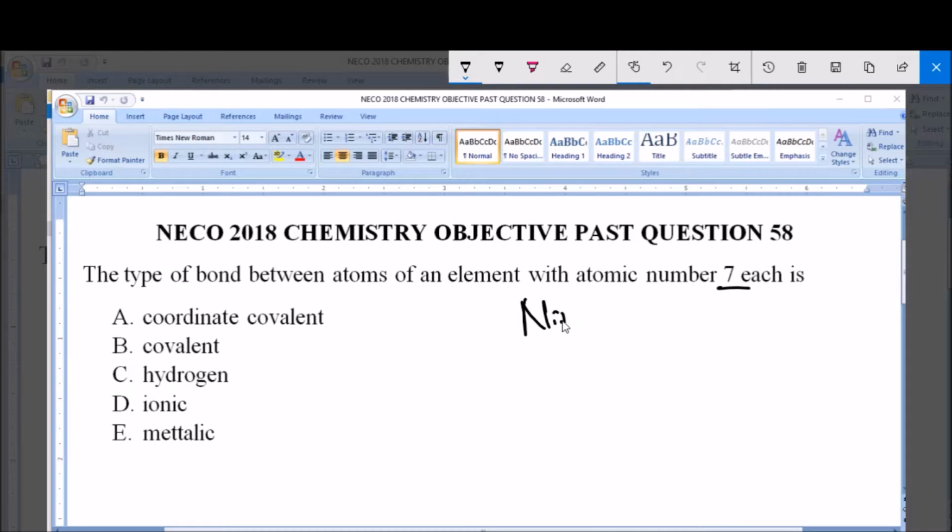nitrogen. So basically, we are being asked the type of bond between the atoms of nitrogen. Now, since nitrogen has 7 protons, which is the atomic number, therefore it has 7 electrons. Now remember, it is these electrons that are involved in bond formation. So an atom of nitrogen will be represented as this.